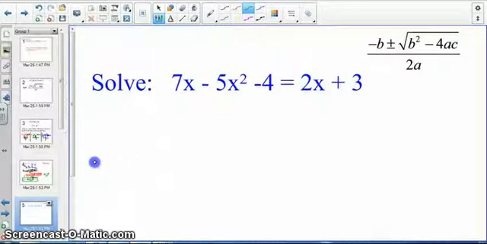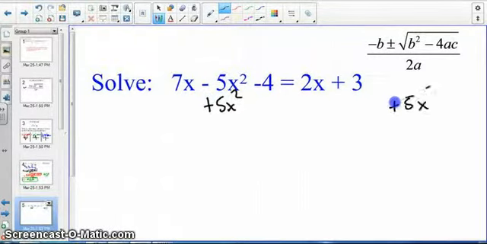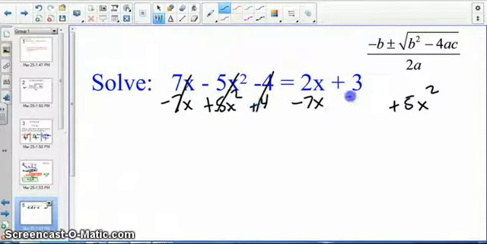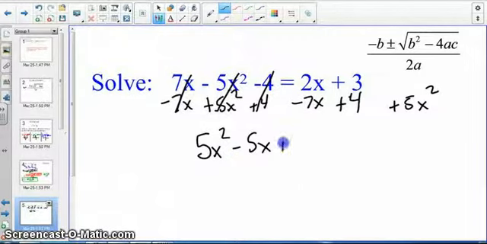7x minus 5x squared minus 4 equals 2x plus 3. Get all of your terms on one side of the equal sign first. Now I always like to keep my x squared term positive. Right now it's negative, so I'm going to add 5x squared to both sides. So that means I have to move the 7x by subtracting it from its like term over here. And I have to get rid of the 4, so I have to add 4 to here. So writing this in standard form is 5x squared, 2 minus 7 is negative 5x, 3 plus 4 is 7.